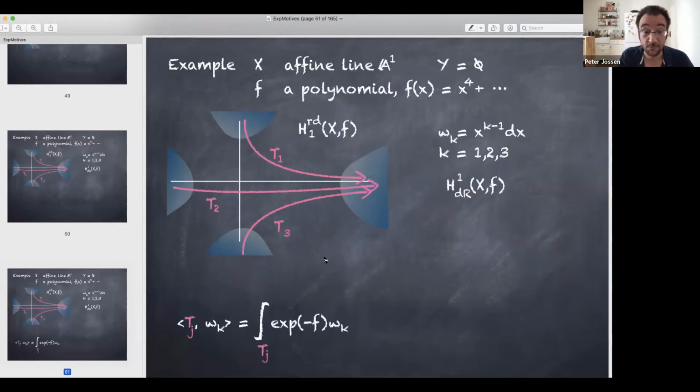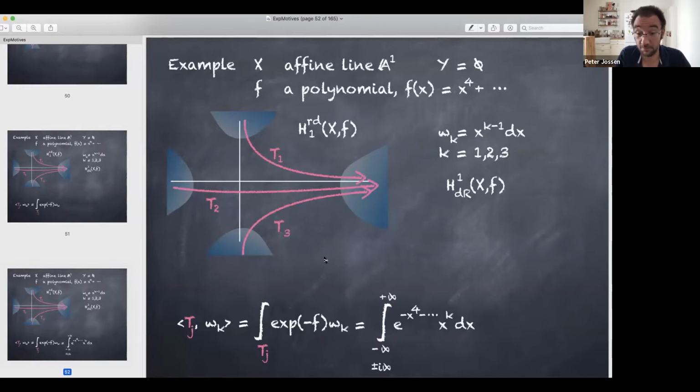So the recipe is a pairing of the topological cycle T_j with the form omega_k is the integral over T_j of exponential of minus f, so f is this polynomial of degree 4, times omega_k. Or if I write this out, it's the integral, say, from minus infinity to plus infinity, or from plus minus i infinity, of exponential of minus x to the 4 minus tralala, x to the k dx. And you see these integrals, when you think of it maybe from minus to plus infinity, this integral converges absolutely because the exponential wins over the function x to the power k. And even if I had chosen some other de Rham basis, maybe x to the 1 million and x to the 1 million and 1 and x to the 1 million and 2, still the exponential would win. And so it's really well defined here.